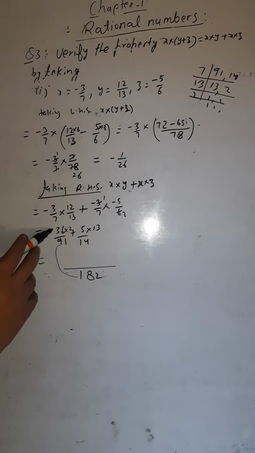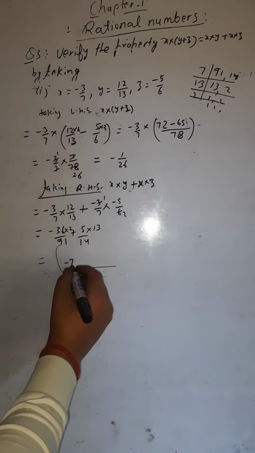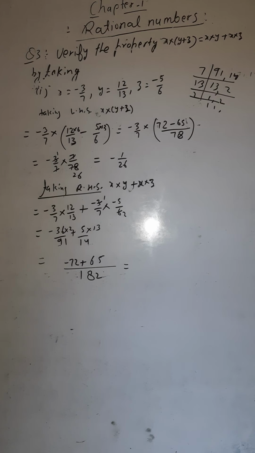Just multiply now. 36 2s are 72. It would be minus 72. Okay. Then plus 13 5s are 65 there. So how much would it come? Should I write it here? Visible? Okay, good. So now minus and plus both can be subtracted.